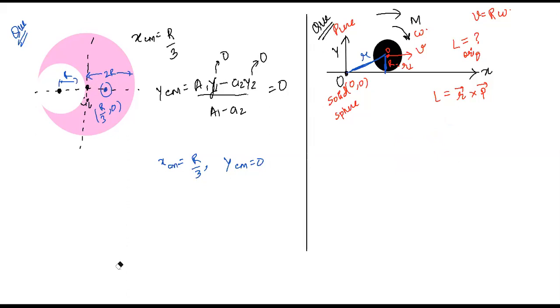Can you define for us, Atul, what is angular momentum? Angular momentum is the cross product of position vector with respect to the origin and momentum. So L is equal to r cross p, right?